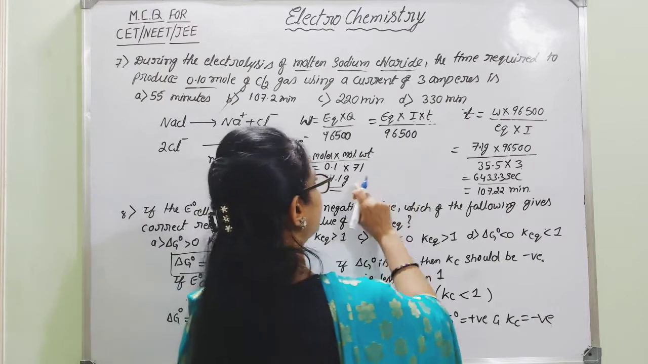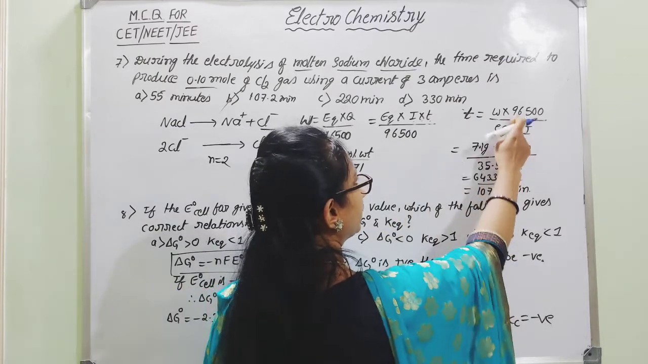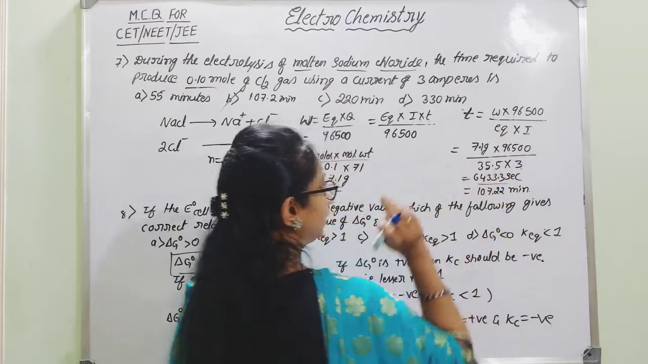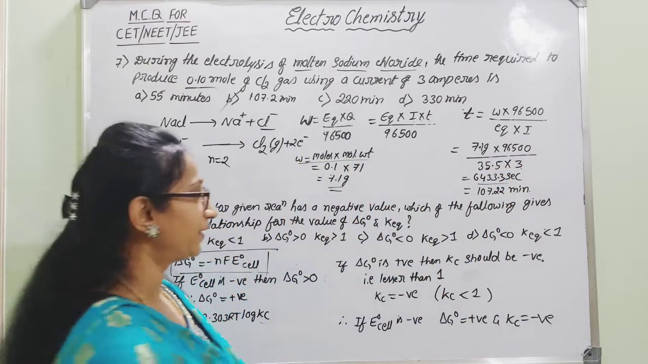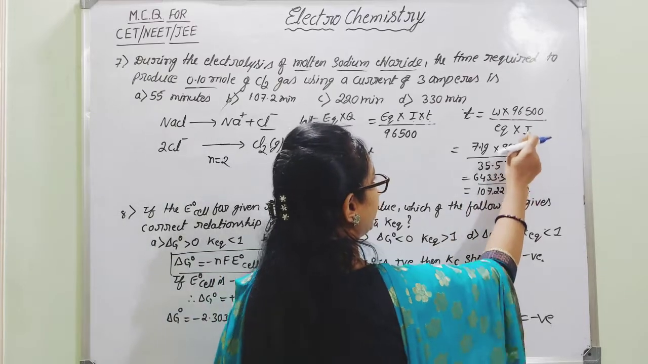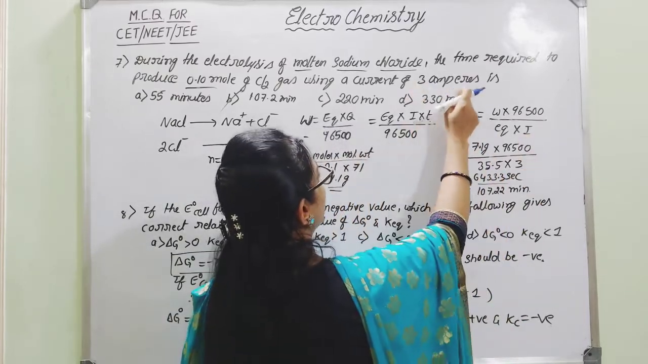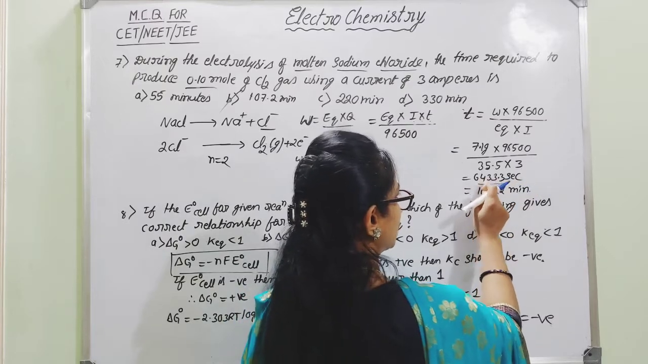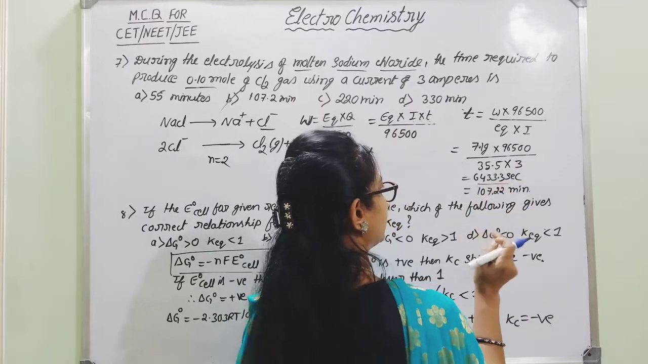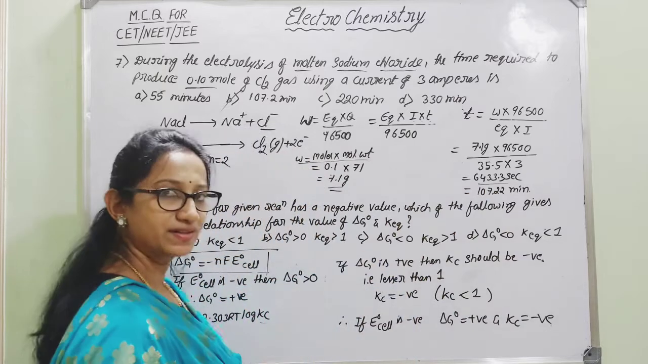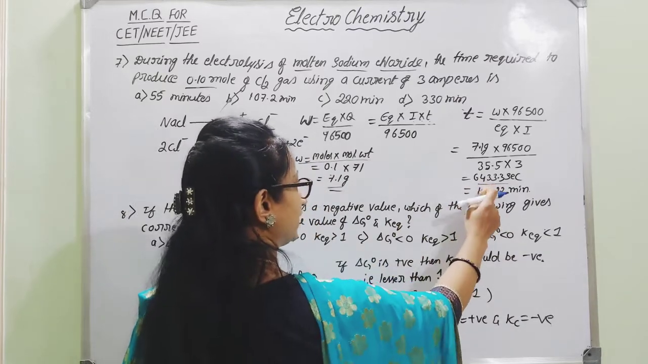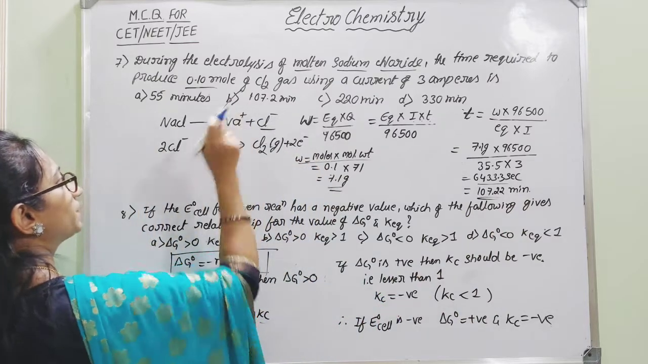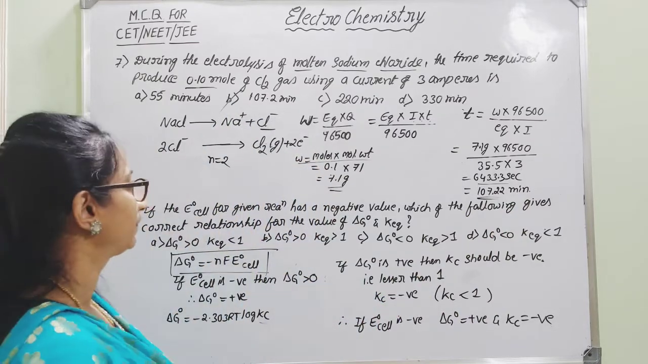Then by substituting this W value 7.1 into 96,500 divided by equivalent weight of chlorine, you should remember that is 35.5 into 3. I value is 3 because they have mentioned 3 amperes in the problem. Therefore, you will get this value 6433.3 seconds. You convert that into minutes by dividing this value by 60. You will get this final answer. Therefore, what is the right option? Option B is the right answer.